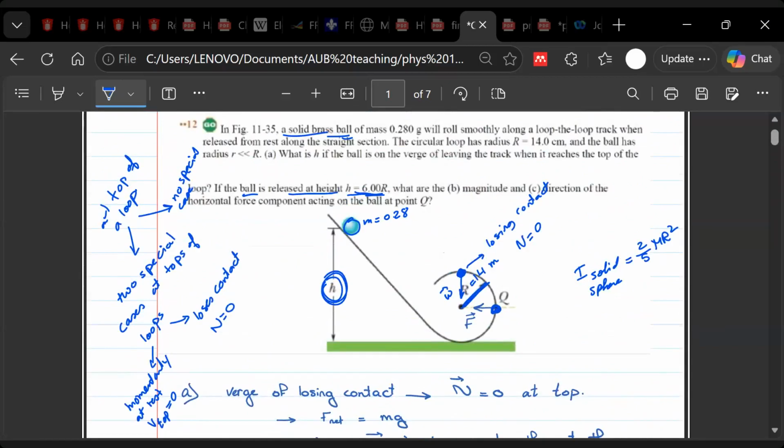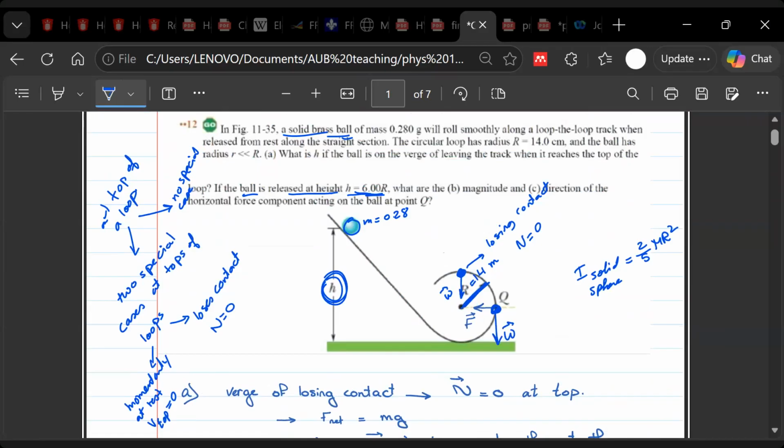Namely, at the point which was at the top, because I lost contact, I did not put a normal force, and the only remaining force was the weight, right? At point Q, I still have that weight, but I will add to it which force? The normal. It's not 0 here. The ball is not at the verge of losing contact. And the normal is a normal. When I say normal is a normal, I mean the normal is perpendicular to the path, right? By definition, the normal force is always perpendicular to the surface.